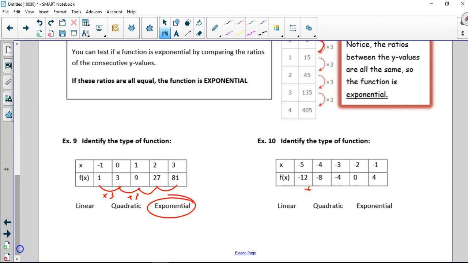Negative 12 to negative 8, that's plus 4, plus 4, plus 4, plus 4. That makes it linear. And now we are finished.